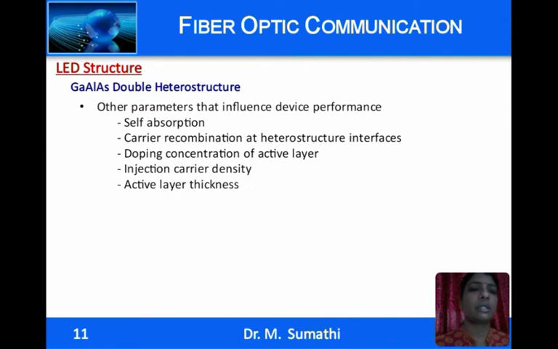In addition, the double heterostructure has other parameters that influence the performance of the device, such as self-absorption, that is absorption of the photons by the material itself, carrier recombination at heterostructure interfaces other than the active region, then doping concentration of active layer, injection carrier density and active layer thickness.